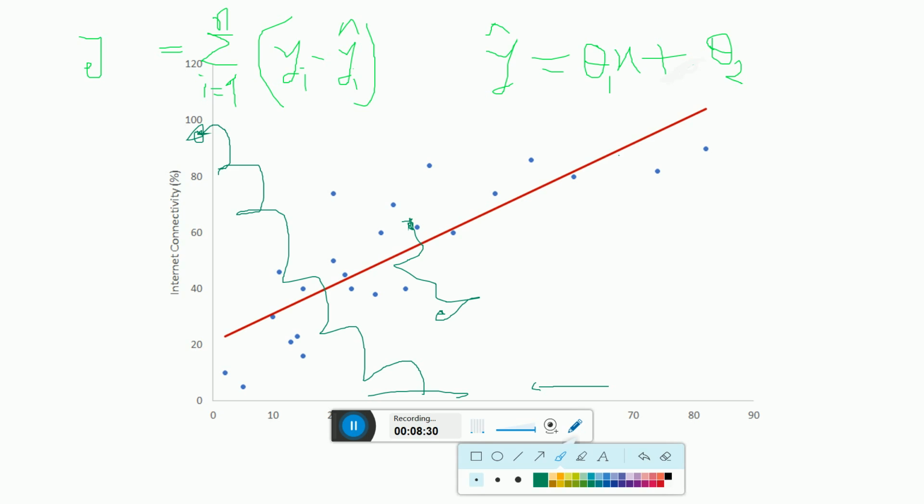In the next tutorial we are going to implement this gradient descent method through a Python script.